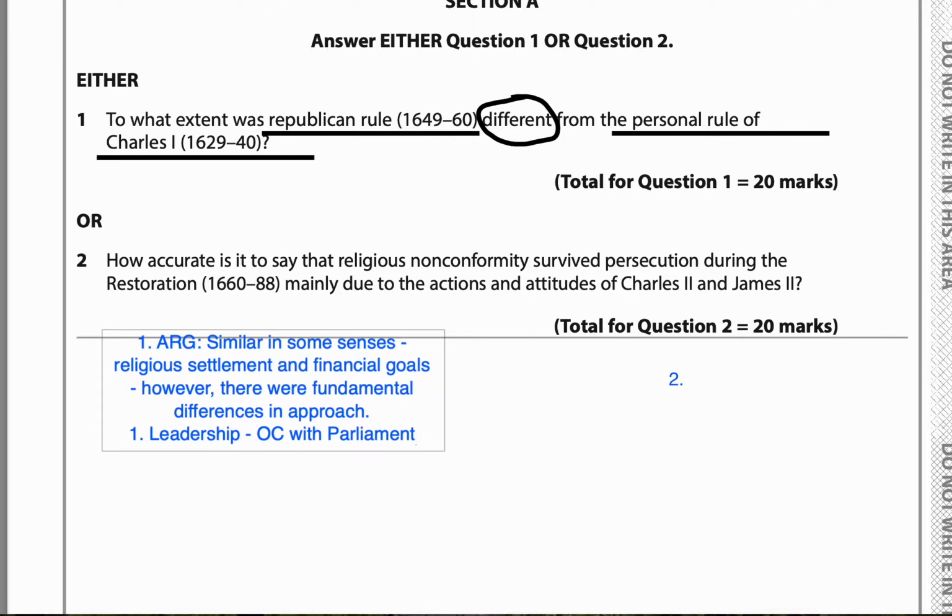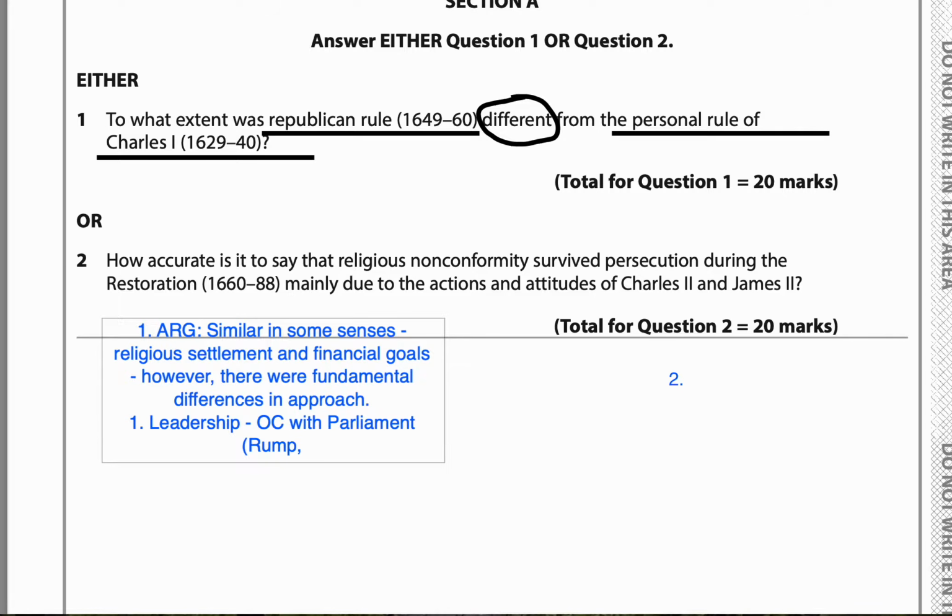And there are lots and lots of different experiments during the Republic. So to begin with you've got the Rump, and then you've got the Nominated Assembly, and then you've got the first Protectorate, etc. Rule of the Major Generals, etc. But I think a real key point here is that Cromwell is always ruling with some sort of parliament.